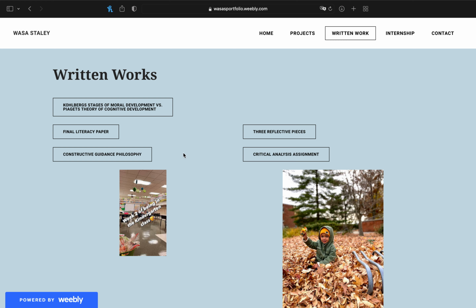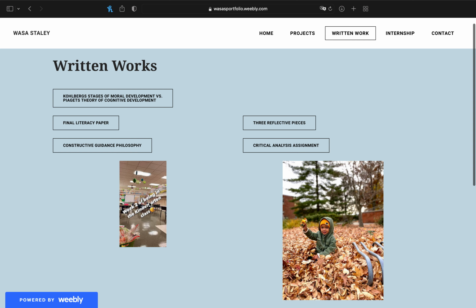So this really just has the papers. We'll have my constructive guidance philosophy, and I am most likely adding a text box with an inside to it. And then my 3 reflective pieces and my critical analysis assignment. And then I have this picture of the kindergarten class, which I will be changing out.